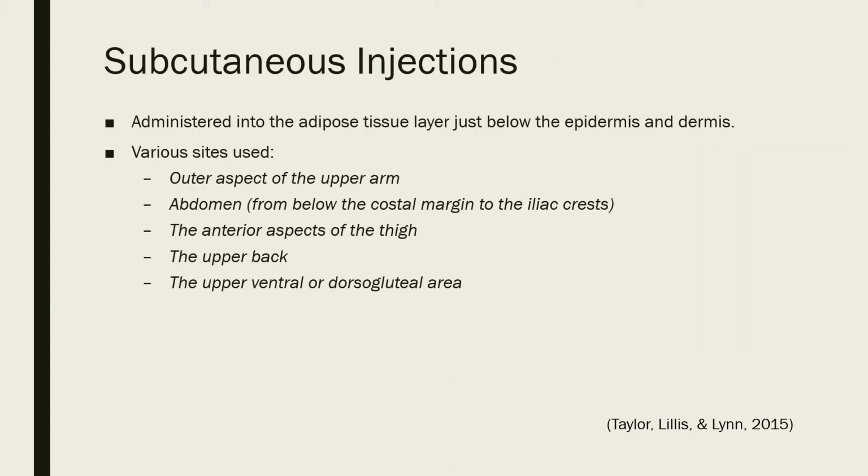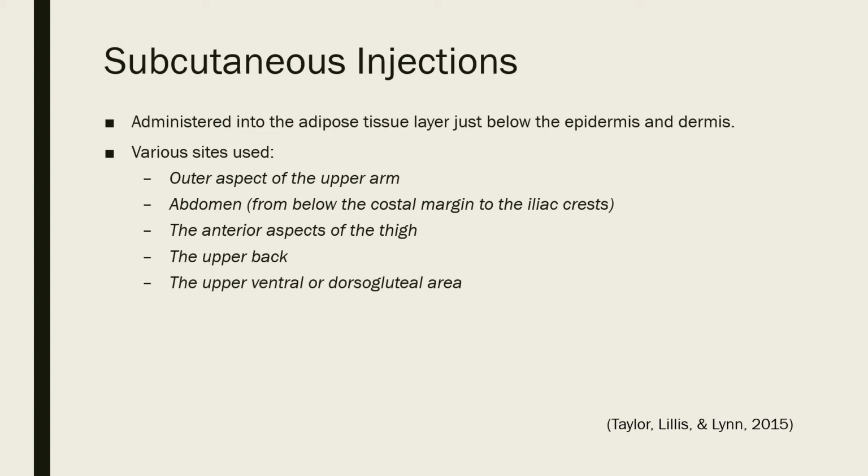So for subcutaneous injection, these are medications that are administered into the adipose tissue that's just below the epidermis and the dermis. So the most common type of subcutaneous injection is insulin, but we also use it for Lovenox, which is a low molecular weight heparin, for blood thinning. So you can use a variety of sites. You can use wherever there's a little subcutaneous tissue.